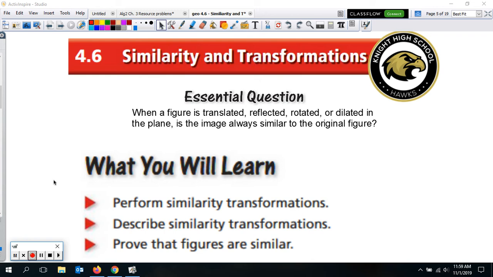Well, here we are, geometry students, to our last lesson in chapter 4 on the transformations. We're looking at similarity and transformations. So we're going to be performing similarity transformations. That would involve all of the different transformations that we've done, which is translations, reflections, rotations, and even dilations as well. All right, before we get into that, let's do a little cartoon.